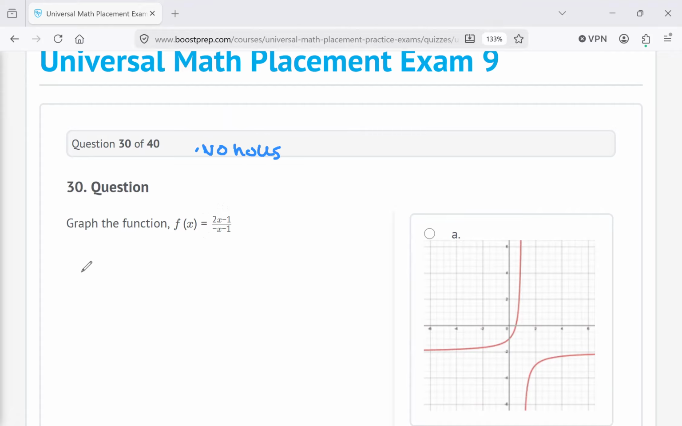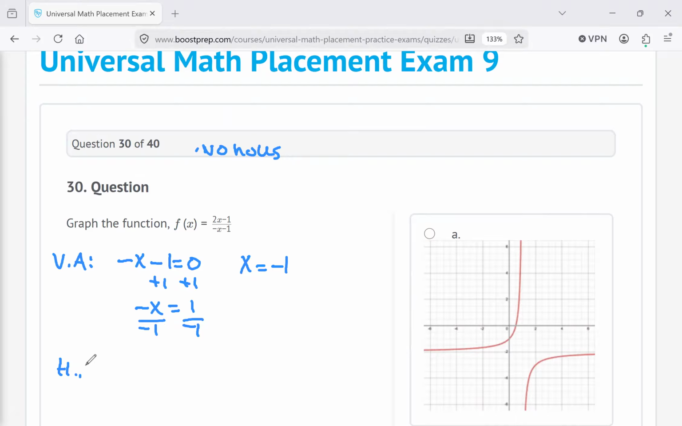Okay, so let's find the vertical asymptote by setting the denominator to 0, so negative x minus 1 equals 0. Solve for x by adding 1 and dividing by negative 1. x equals negative 1. So that is my vertical asymptote.